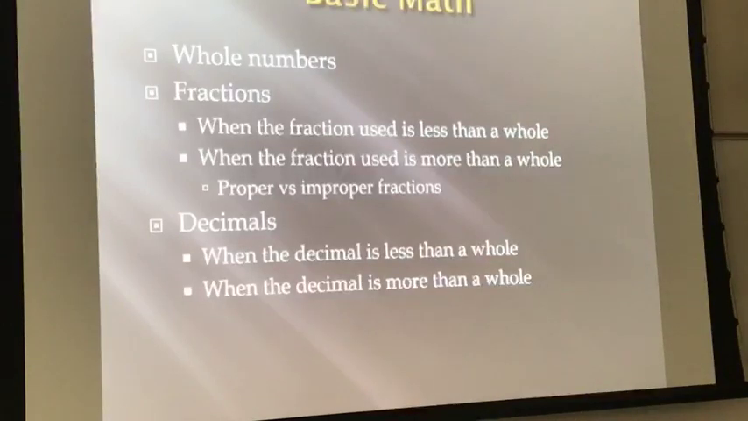So decimal, you know what a decimal is? It's basically a digitized version of a fraction. So whenever you have a decimal that's less than a whole, like you have 1/2, 1/2 is 0.5. And whenever you have a decimal that's more than a whole, that would be 1.5. 0.5 would be 1/2, which is less than a whole, and 1.5 would be 1.5.